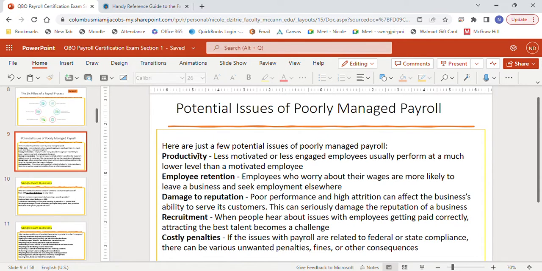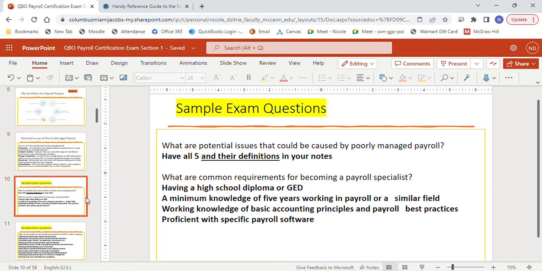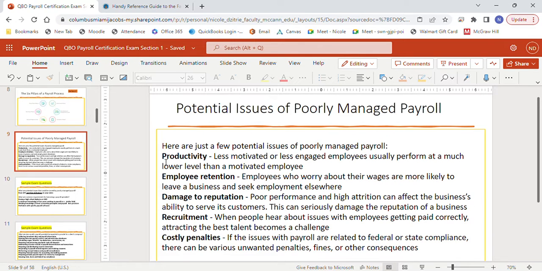So I had them over here, productivity. But if you see, I put over here, and their definition. So meaning there might be questions where they don't say productivity. They might say less motivated or less engaged employees. So for that, you want to make sure you have in your notes not just the potential issues, but their definitions as well. So have both of those there so that if you see the question on poorly managed payroll, you might need to go beyond just this. You might need to answer the actual definition of it.